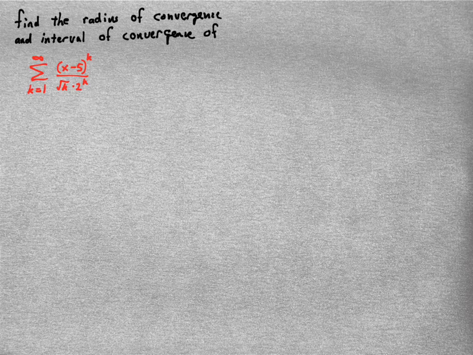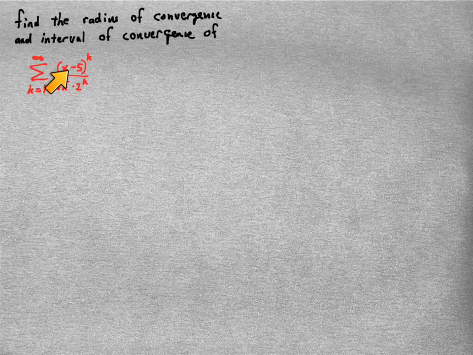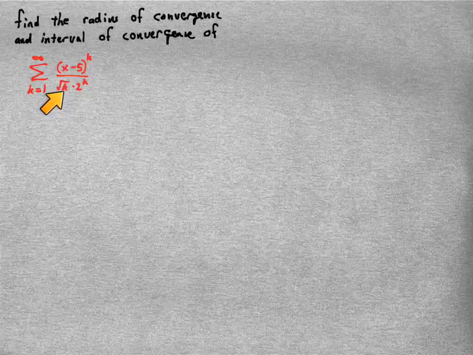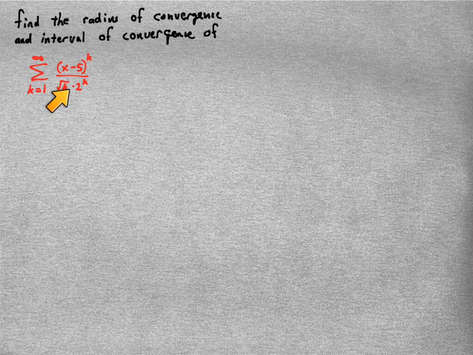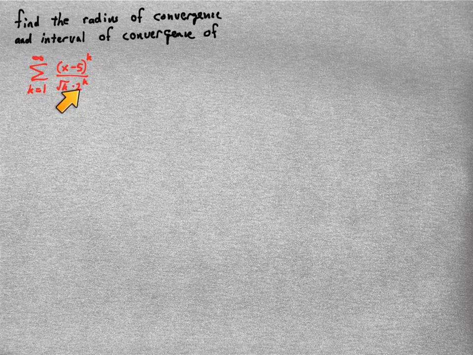In this series, we might find something a little bit more interesting. So what we have is x minus 5 this time instead of just x to the k power. And here we have the square root of k times 2 to the k power. Now, what's interesting about this is we have exponential growth in the denominator, but we also have exponential growth in some circumstances in the numerator.